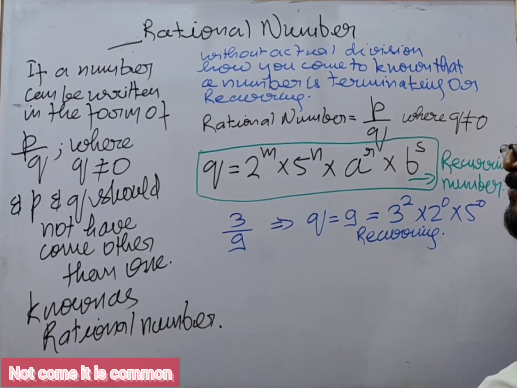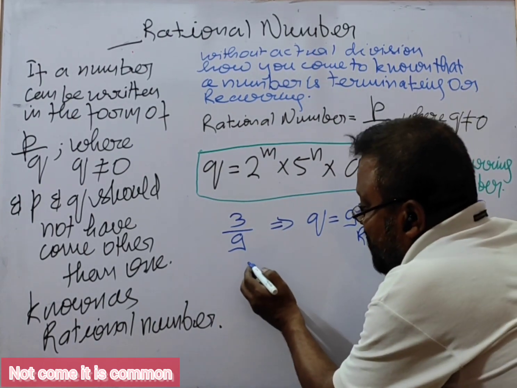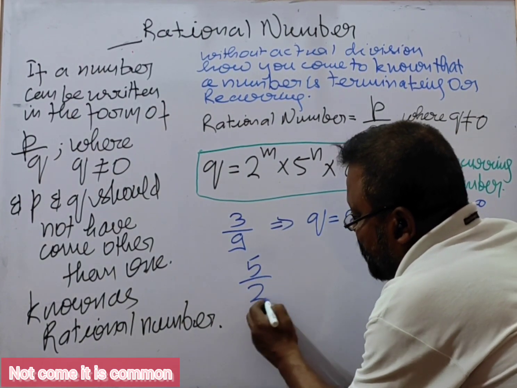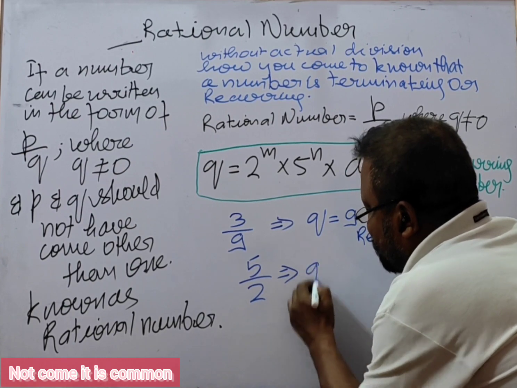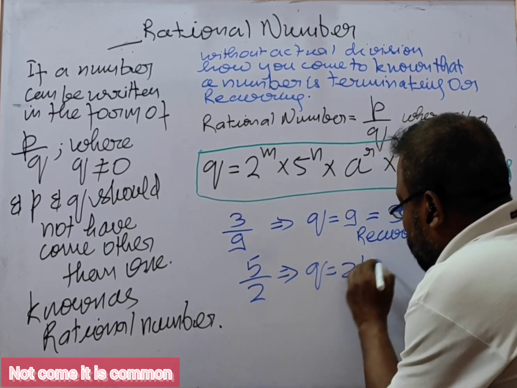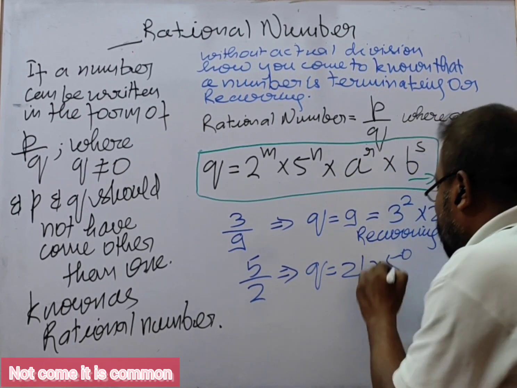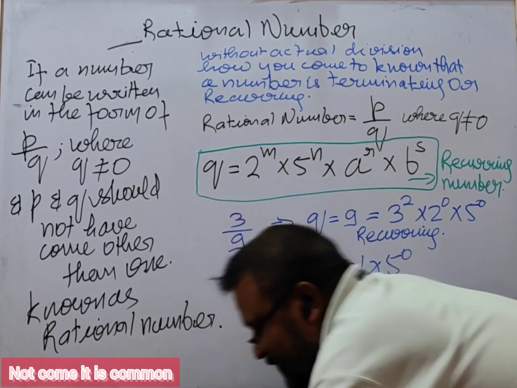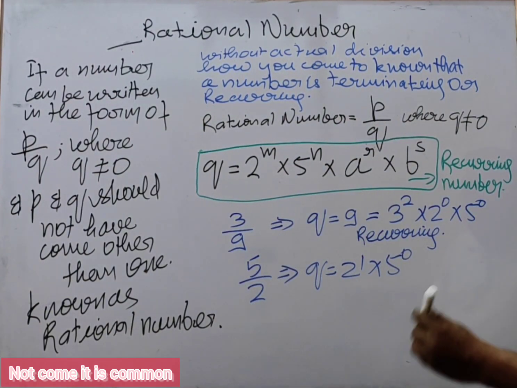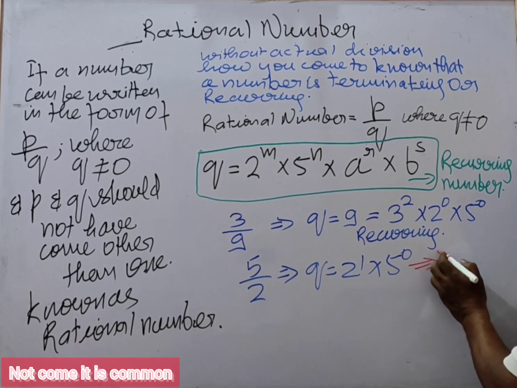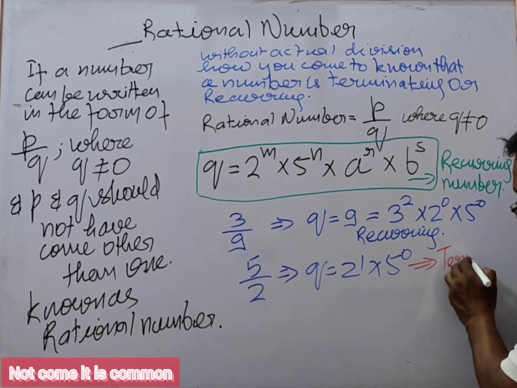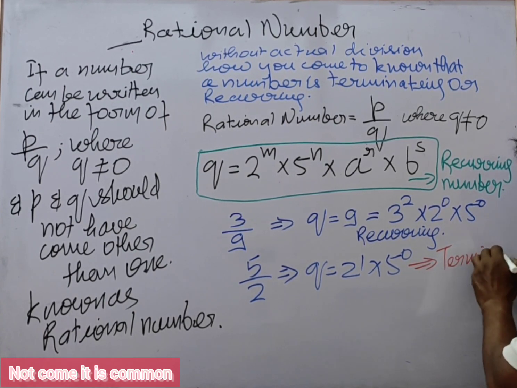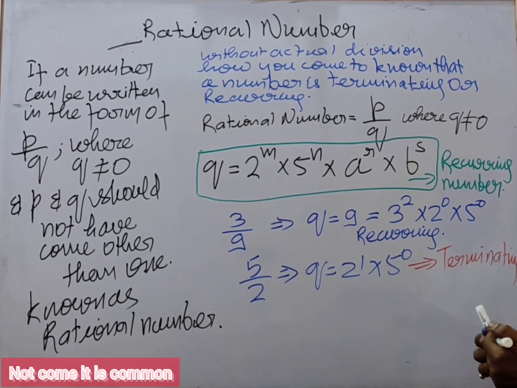5 upon 2 will be what, man? 5 upon 2 means q is equal to 2 raised to the power 1 into 5 raised to the power 0. So it is terminating. Okay? So can you give me some other number? Terminating. I need recurring numbers.